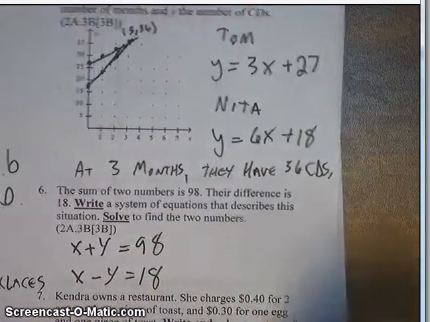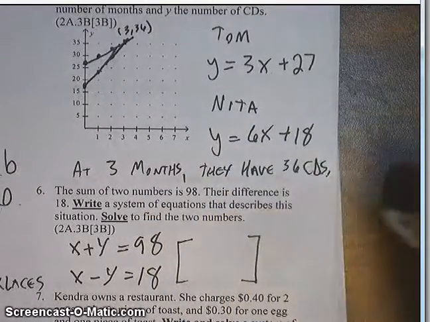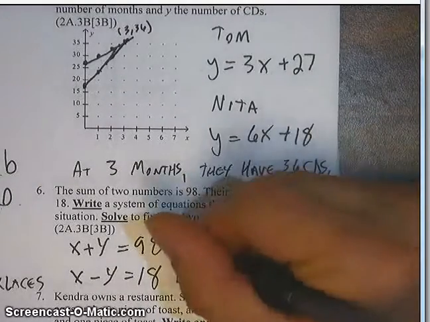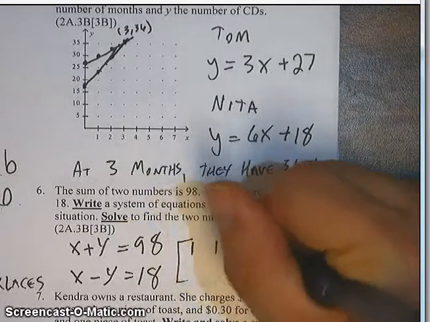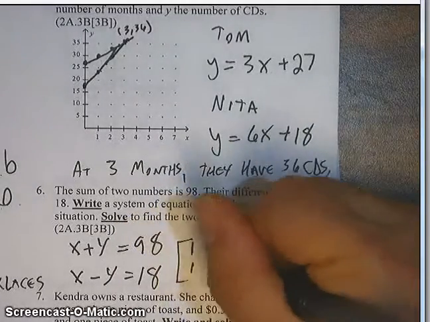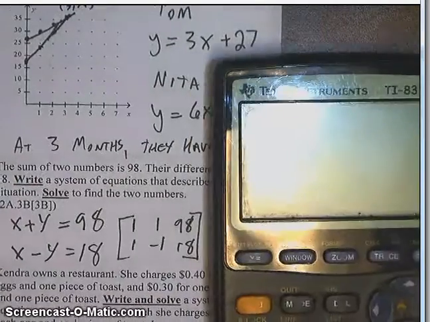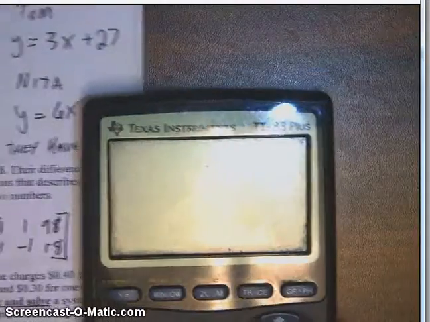Now, I'm going to choose to solve this as a matrix in the calculator. So the coefficient in front of the x is 1. In front of the y is a 1 and a 98. 1, negative 1, 18. This is a 2 by 3 matrix, and I can just solve this in the calculator, which I'm about to do right now. Let me get this so you can see it.